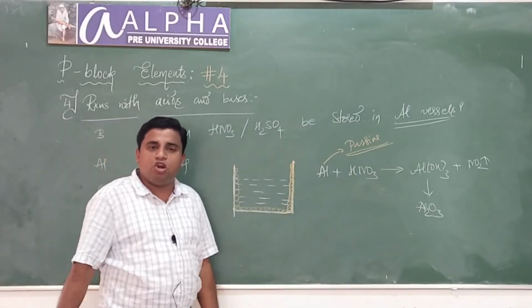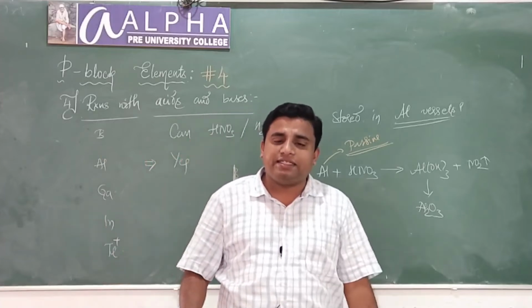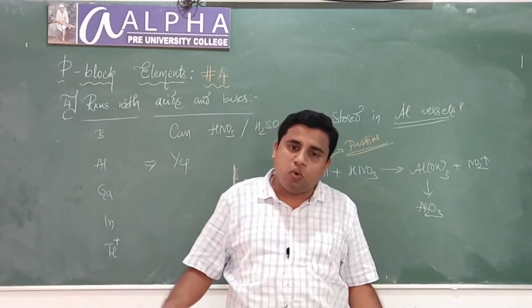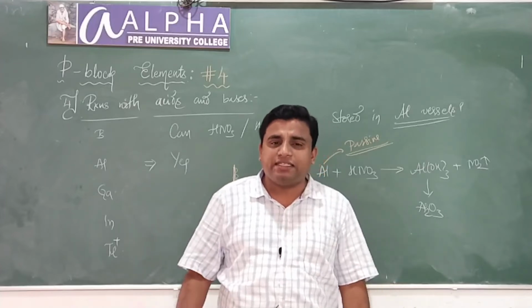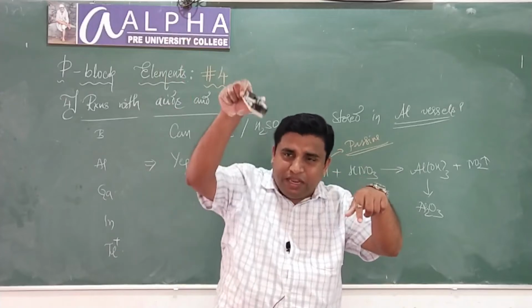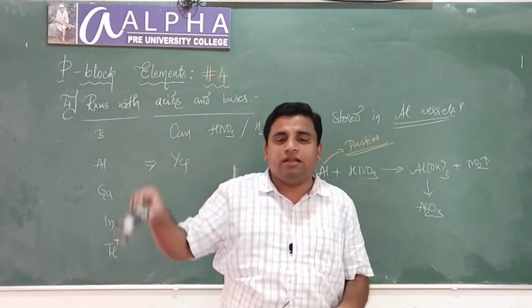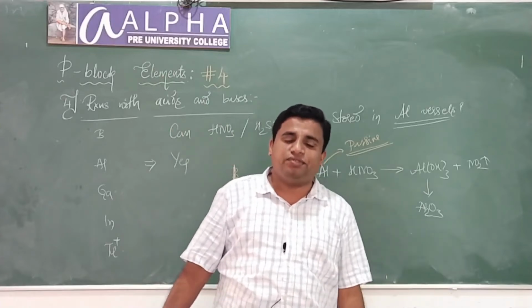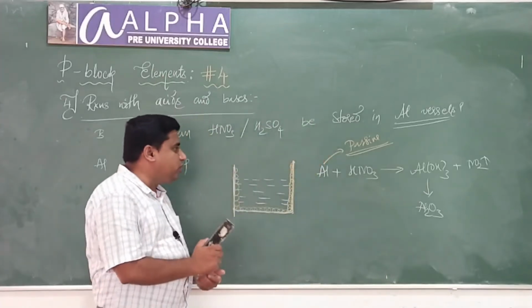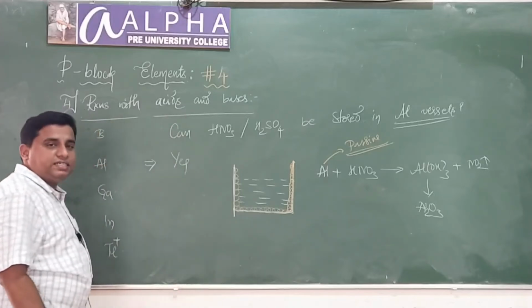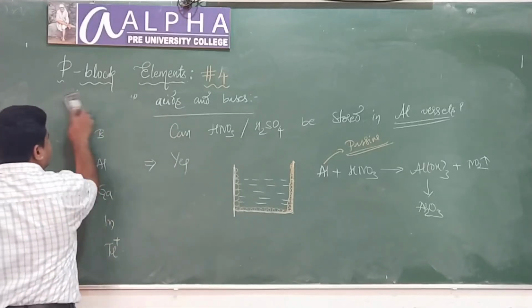Therefore, can we store nitric acid and can we store sulfuric acid in aluminium vessel? Yes, we can store it. Why? Because nothing happens to nitric acid and nothing happens to sulfuric acid once there is a protective layer of aluminium oxide formed inside the aluminium vessel. Is that simple? Aluminium becomes what? Passive. Understood? Yes, that's so nice. So that's about the reaction with acids and bases. Now, next reaction.